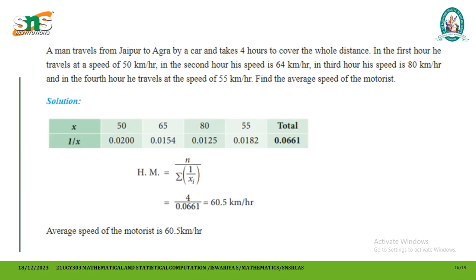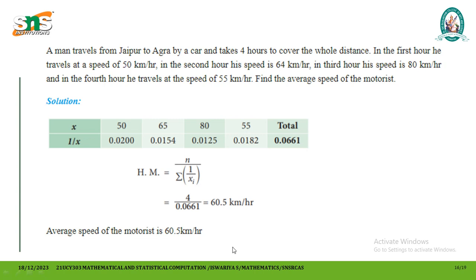So the first one is the problem for the individual series. Here we have to find the harmonic mean. The x values are given in the question, so I simplify it into a mathematical form. The x values are 50, 65, 80 and 55. This is the formula for the harmonic mean. For this formula, I first have to find the value of 1 by xi. So I have to find 1 divided by the x values, that is 1 by 50. I get an answer as 0.0220. Likewise we have to find all the 1 by x values using these x values.